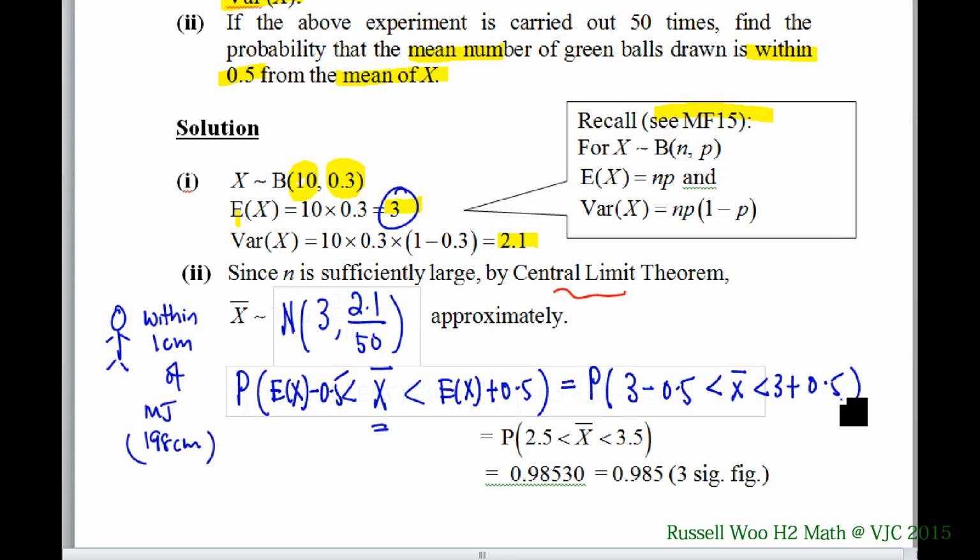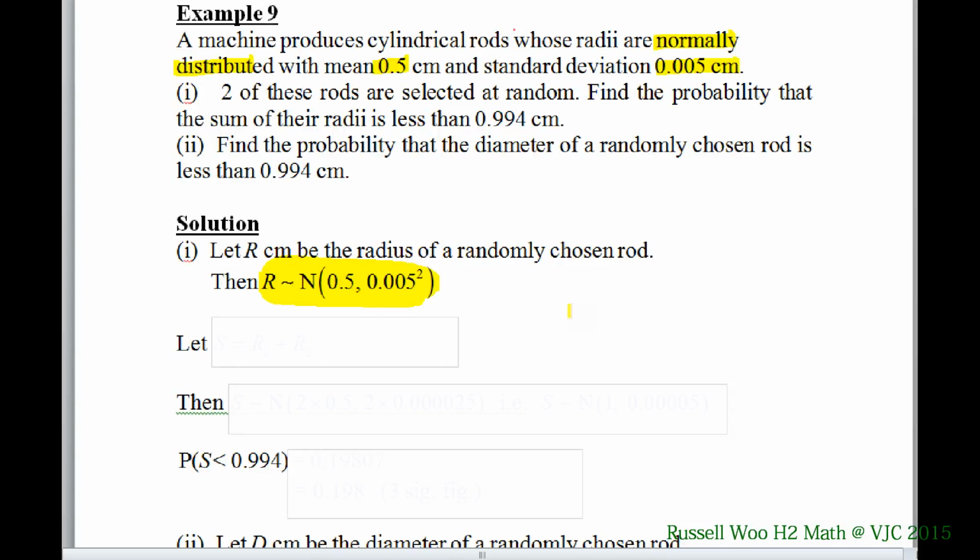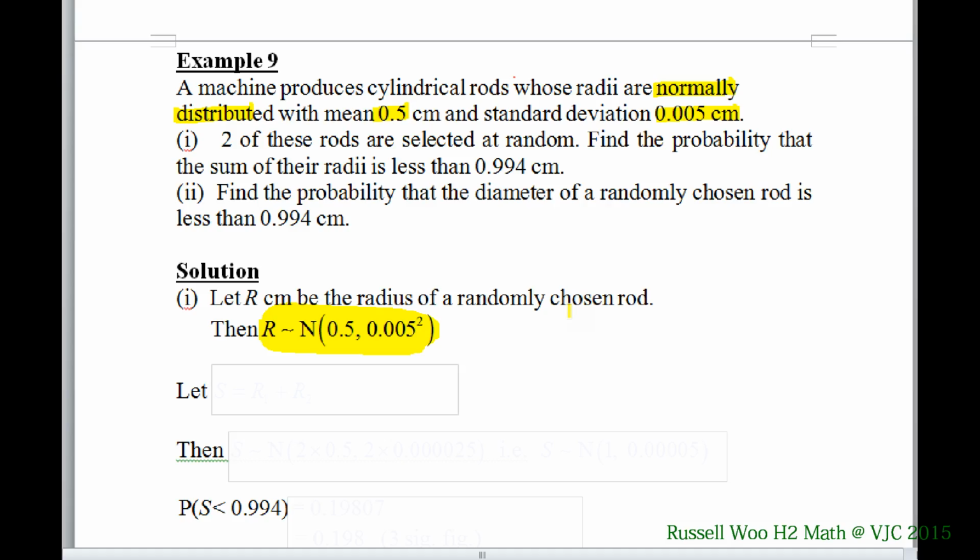Example 9. Okay, we are back to this problem, the cylindrical rod. This time, they tell you the distribution is normal with mean and standard deviation. Be very careful, they give you standard deviation. You can safely say the radius follows a normal distribution. Two of the rods are selected at random. You want to find the sum of the two radii.